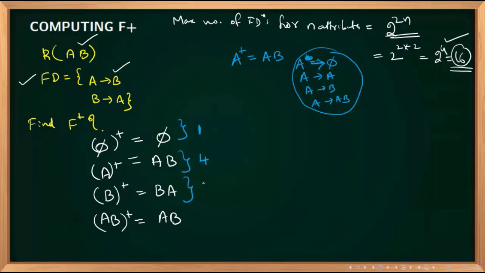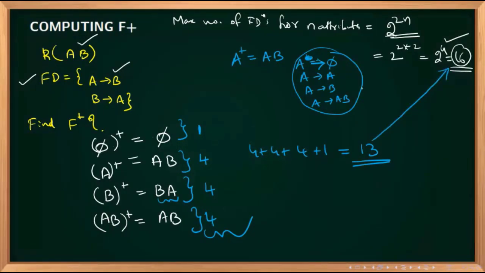B closure will also give 4, because 2 power 2 is 4: ∅, A, B, and AB. Here also 4. So totally how many? 4 plus 4 plus 4 plus 1, that means 13 functional dependencies are possible. Totally we could have got 16, but from this functional dependency set, we are able to make 13 dependencies. Is it clear?